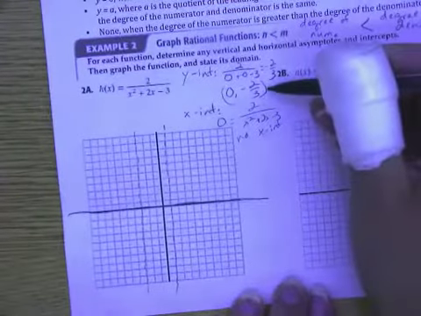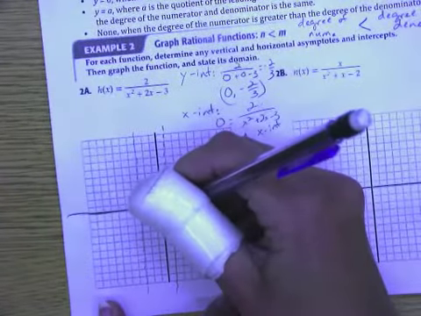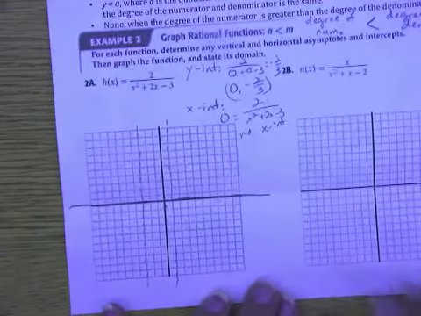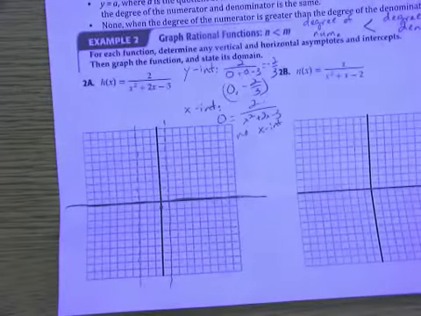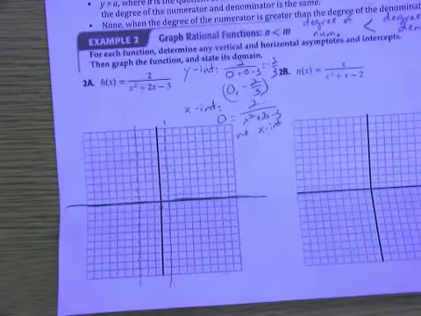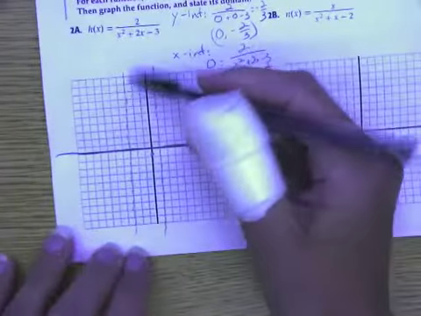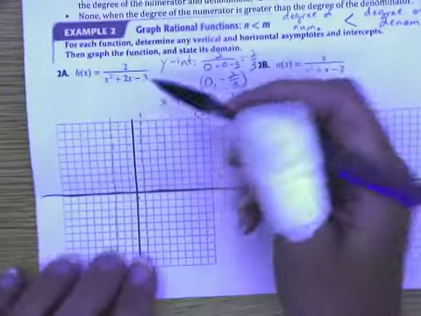I have a vertical asymptote at -3 and 1. So here's -3 and 1. I have a y-intercept at (0, -2/3), so right about there.